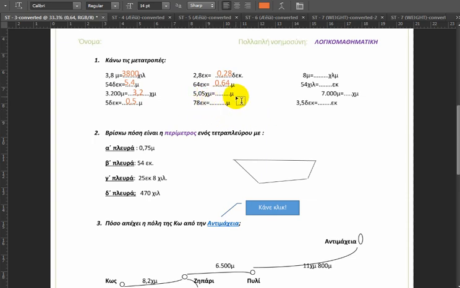5.05 kilometers into meters means I need to multiply by 1,000, so 5,050. Centimeters into meters means I need to divide by 100, so 0.78. Meters into kilometers means I need to divide by 1,000, so 0.008.